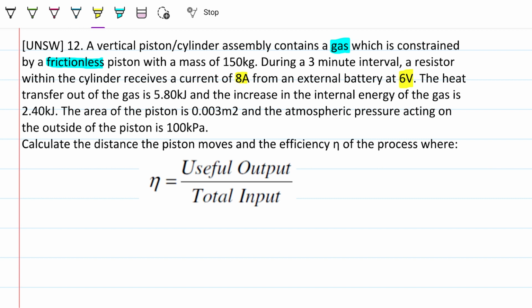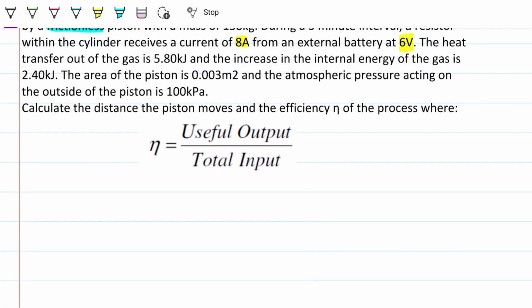Watts, though, is a unit of measurement of rate of energy, right? So power, rate of energy. And I'm giving the interval through which this power is being supplied, 3 minutes. So if I multiply this time by this rate of energy, I'm going to get the total amount of energy that was given to my device, okay? Then we know that this gas loses 5.8 kilojoules to the environment in the form of heat, and that its internal energy increases by 2.4 kilojoules, right?